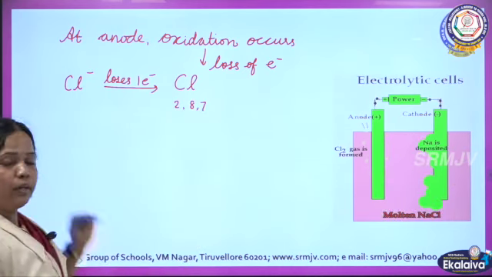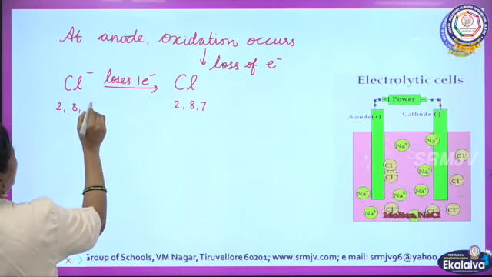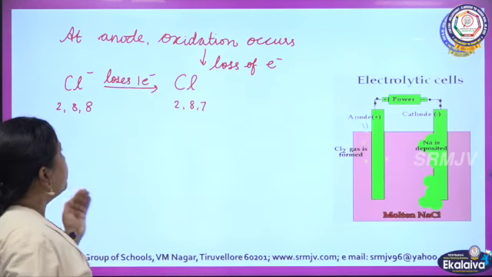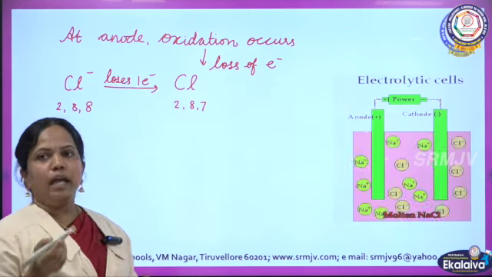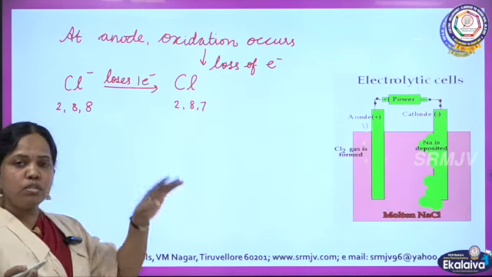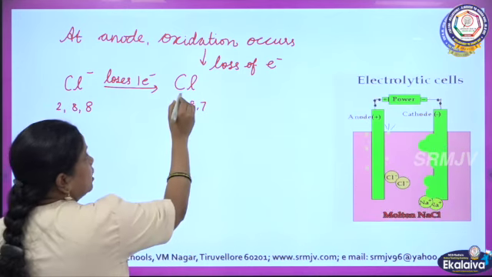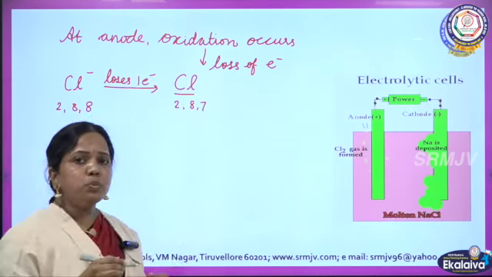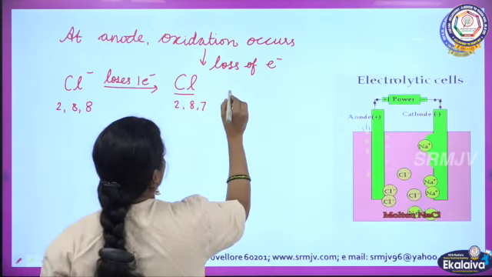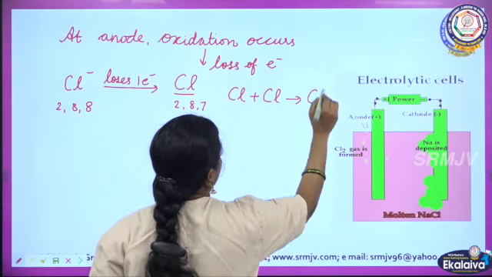Whereas for the chloride ion, its electronic configuration is 2, 8, 8. So it has an excess electron. So in order to become an atom, an ion has to lose an electron. Here the chloride ion loses its one electron to form a chlorine atom. Since chlorine is a diatomic molecule, it combines with another atom of chlorine to form Cl2. So chlorine plus chlorine gives Cl2.